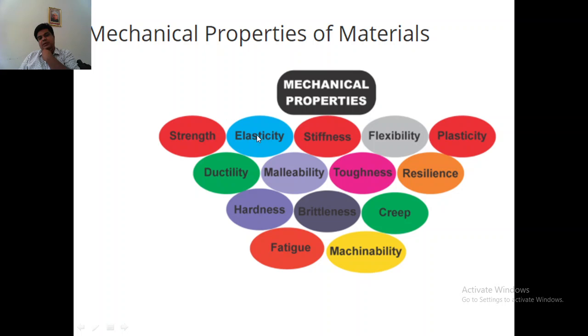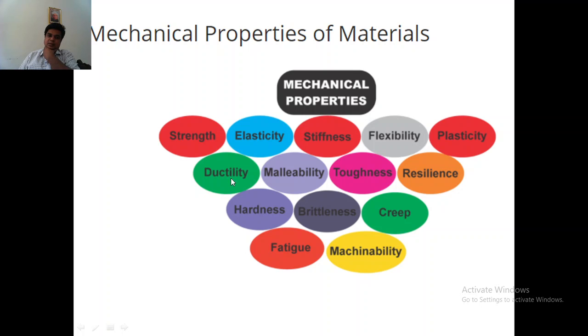So how much elasticity it is having, how much it can resist the yielding of the material, or plastic deformation of the material, that is called stiffness. So like that, we have flexibility, plasticity. Elasticity and plasticity are the two forms of deformation. Initially the metal deforms elastically, and when the shape of the metal changes permanently, it is called plasticity.